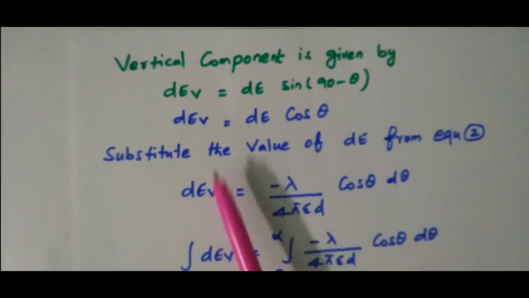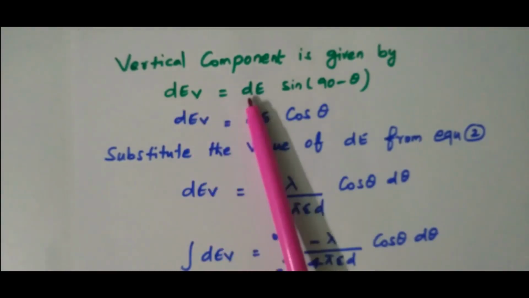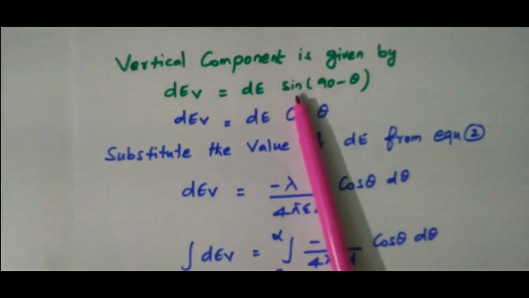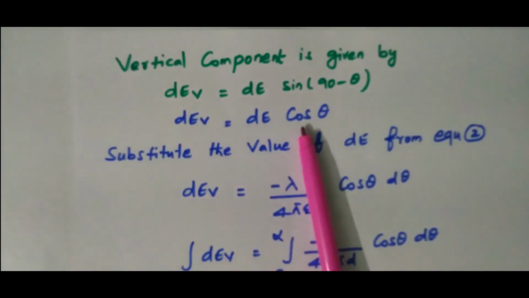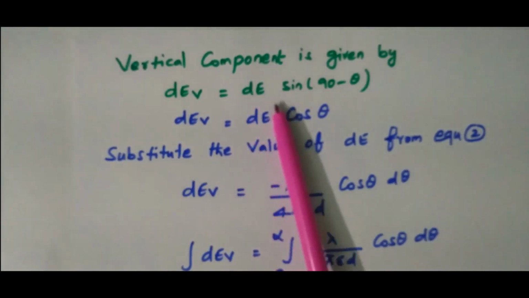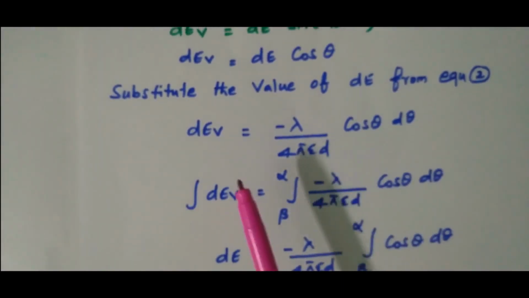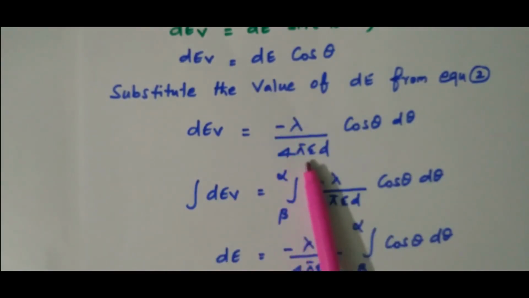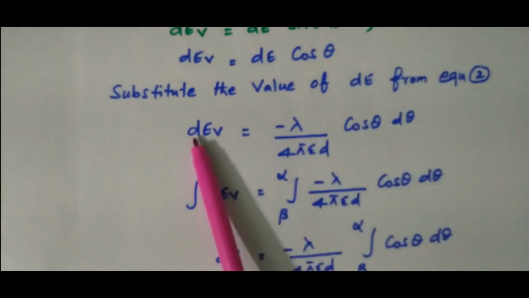Now we'll see the vertical component. The vertical component is given by DEV equal to DE sin(90 minus theta). Sin(90 minus theta) can be written as cos theta. So DEV equal to DE cos theta, right? Now we can substitute the DE value from equation number 2. DEV equals minus lambda divided by 4 pi epsilon d cos theta d theta. This is for a small element.